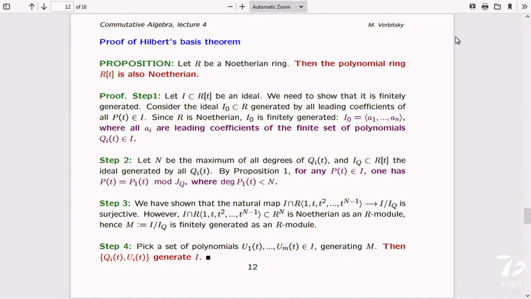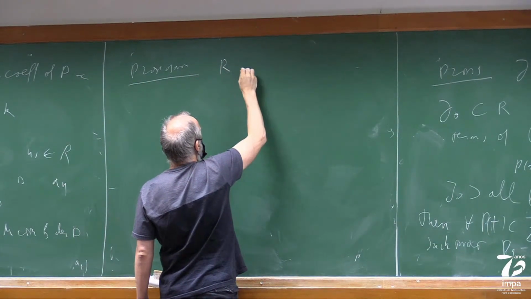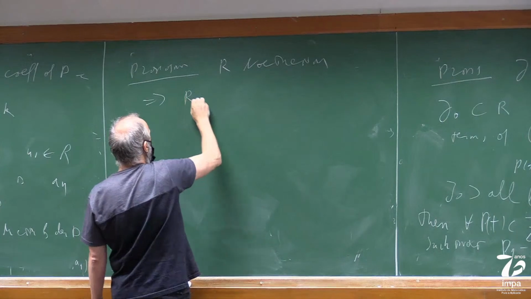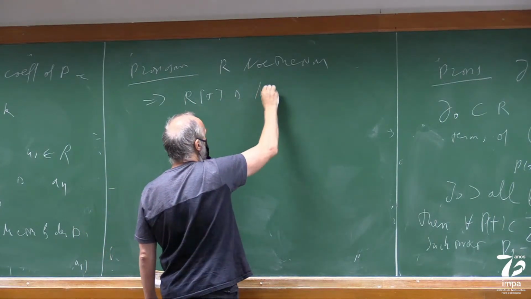Okay, now we can prove Hilbert's basis theorem. As I told you, it would immediately follow if we prove that Noetherianity of R implies Noetherianity of R[t]. This is what I'm going to prove. So, proposition: if R is Noetherian, then R[t] is Noetherian.